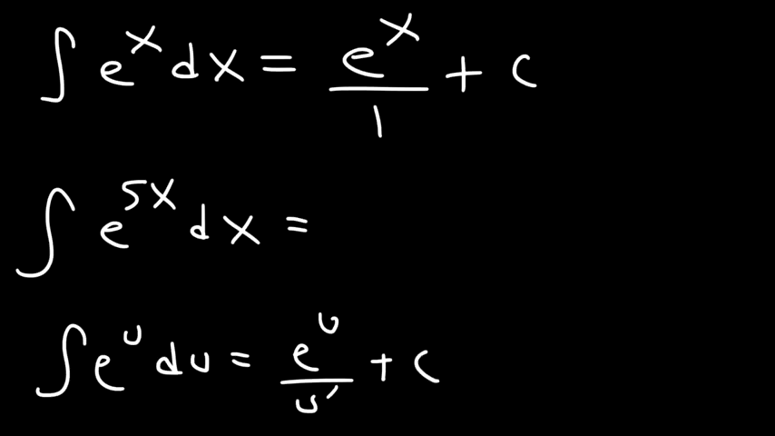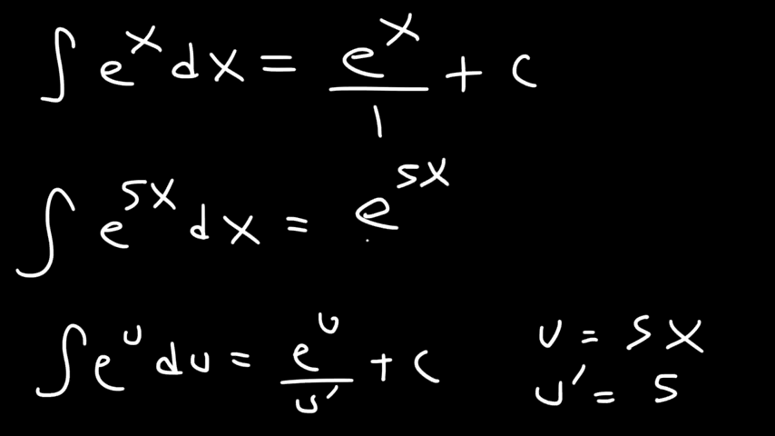So remember, it only works if u is a linear function. So u is 5x, that means u prime is 5. So it's e to the u, that's e to the 5x, divided by 5 plus c.